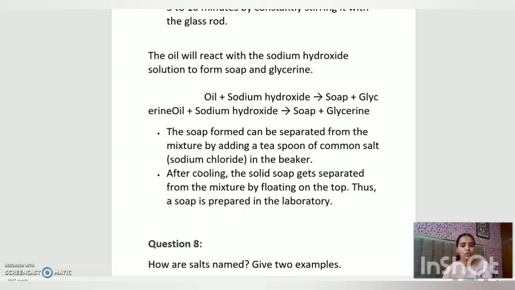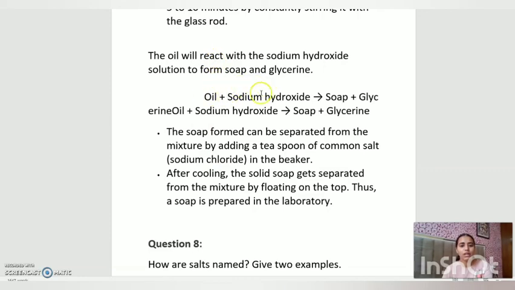So if we talk about the main processes, the soap formed can be separated from the mixture by adding a teaspoon of common salt in the beaker. After cooling, the solid soap gets separated from the mixture by floating on the top. Thus a soap is prepared in the laboratory. So this is the process.